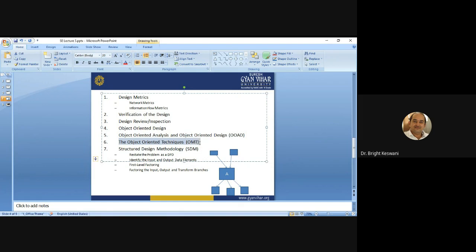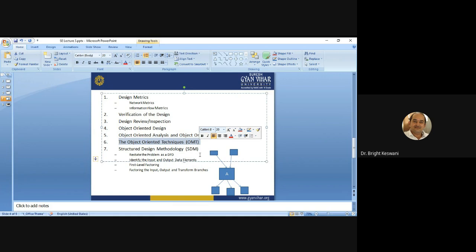Now we are talking about the sixth point, that is object oriented technique, OMT. It is a methodology that combines three views of modeling a system, and it contains three kinds of models. First is the object model, second is the dynamic model, and third is the functional model. So what is the object model? The object model describes the static structure of objects in a system. The dynamic model describes the control structure of the system.